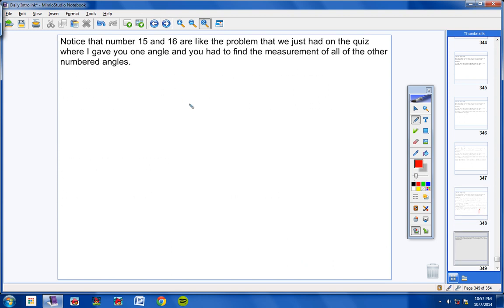Notice for numbers 15 and 16, they're like the problems we had on the quiz when I gave you one angle and you had to find the measurement of all of the other numbered angles. You can do this, guys. Remember, if there's an angle here, it's 100 degrees. You guys know how to find all the rest of these, okay? So you should be able to find the answers to the numbered angles I'm asking you to find, okay?